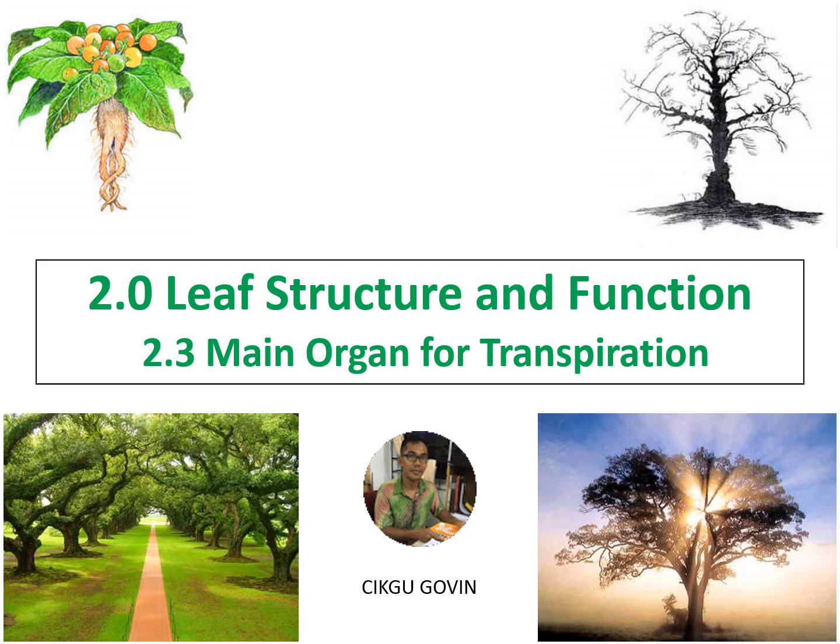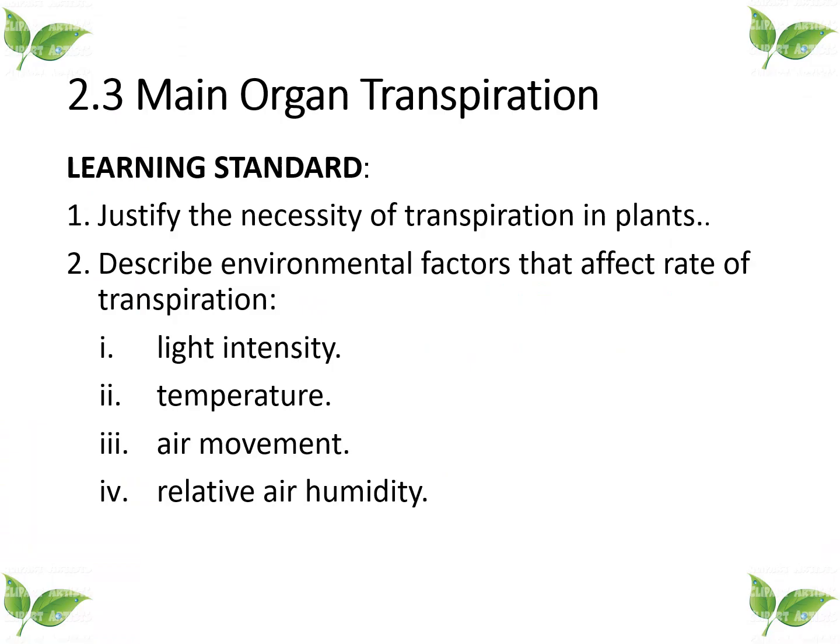Our topic today is leaf structure and function. The subtopic is 2.3, main organ for transpiration. Here are the learning standards. Number 1, justify the necessity of transpiration in plants. Number 2, describe environmental factors that affect the rate of transpiration, like light intensity, temperature, air movements, and relative air humidity.